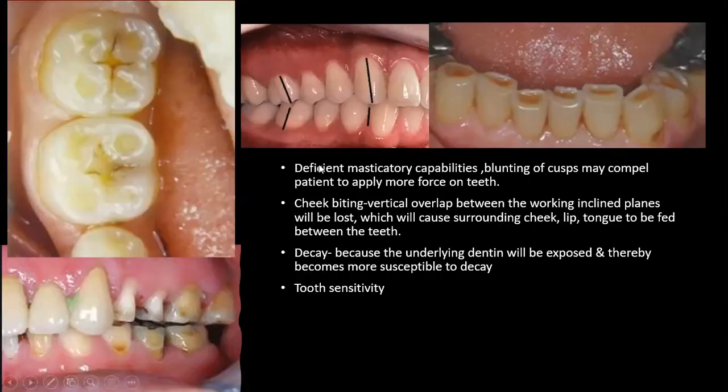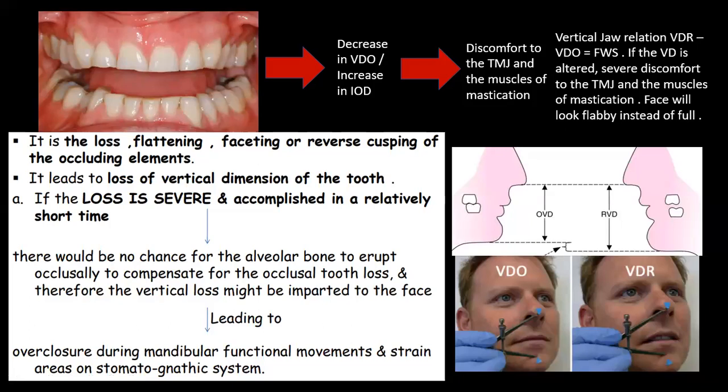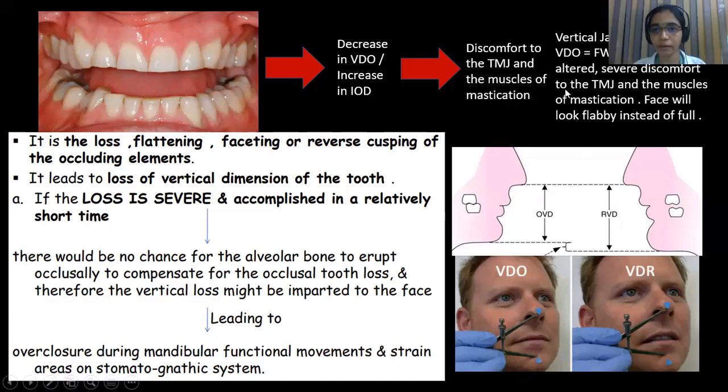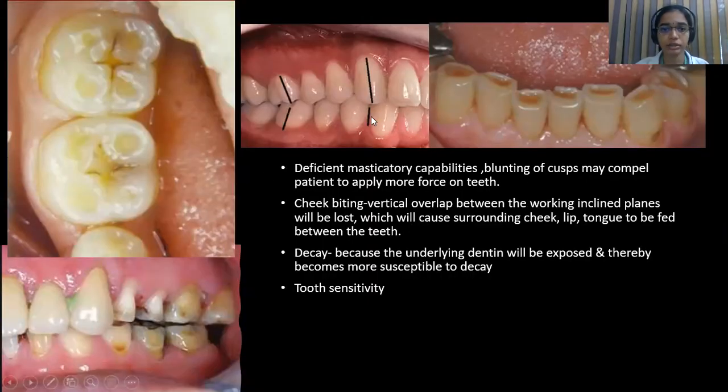The first consequence of attrition is the loss of vertical dimension of the tooth, accomplished in a relatively short period of time. This can cause strain in the stomatognathic system, that is, discomfort to the temporomandibular joint as well as to the muscles of mastication. Another consequence is deficient masticatory capability. The blunting of cusps may compel the patient to apply more force on the teeth. Here you can see an attrited occlusal surface of the posterior teeth, with blunted cusps.